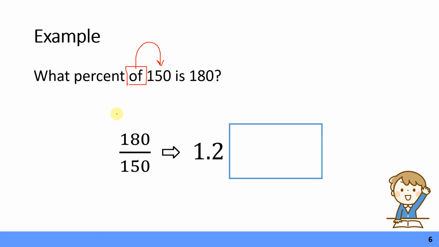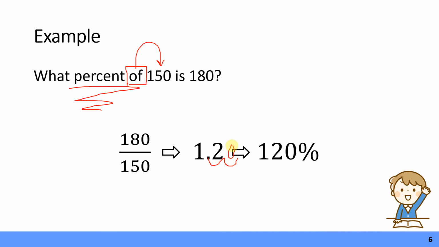If the question would have been what decimal, we're done. But it says what percent. So as soon as you see percent, you know you have to keep on going. So we move this twice, add a little 0 there, add your percent sign, and my final answer is 120%.